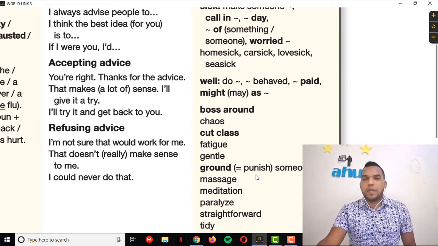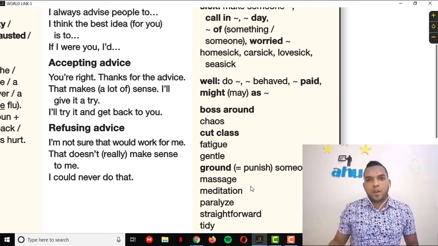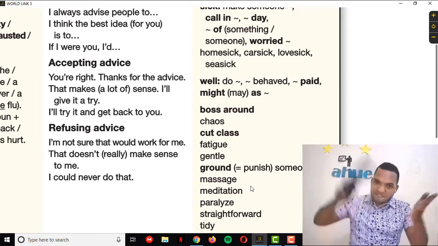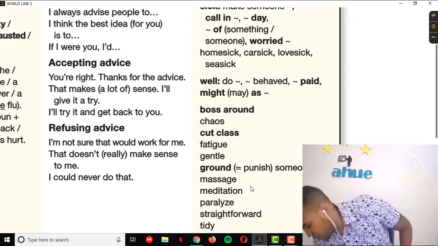Or they punish. Punish is actually when they give you the, we say like this, right? With the sandal they give you. So they are punishing you.